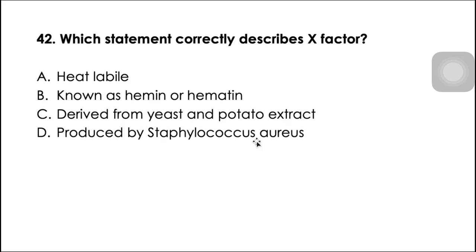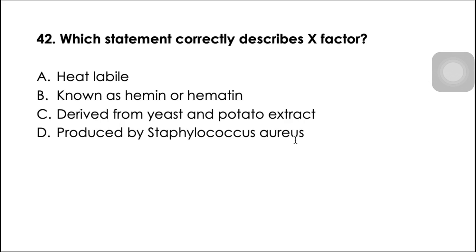Hindi po yun yung letter C kasi derived from yeast and potato extract, that's your nicotinamide adenine dinucleotide or coenzyme 1 or basically the V factor. So letter C is actually a V factor, yung derived from yeast and potato extract na nicotinamide adenine dinucleotide. Yung letter D naman po, produced by Staphylococcus aureus, is also your V factor. Tama? Kasi V factor, your NAD, is also produced by Staphylococcus aureus.